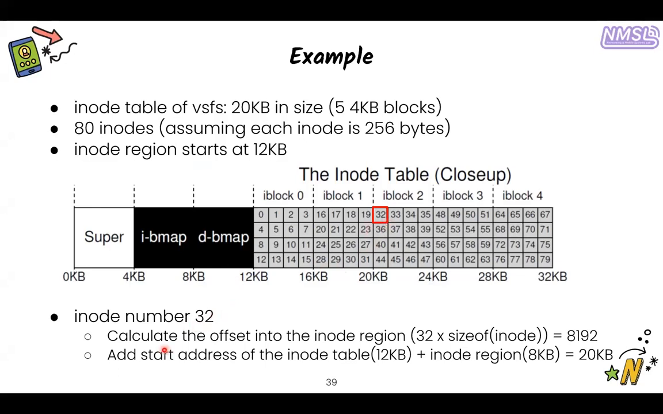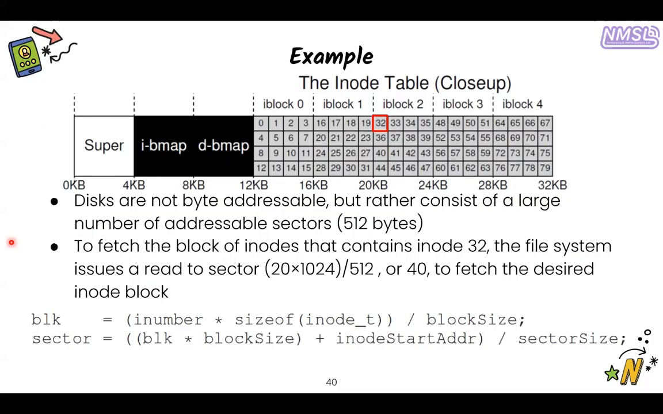It's pretty simple. You just want to calculate the offset into the inode region, right? So this is inode number 32. So 32 times the size of an inode, 256 bytes, will be 8K, right? Then you add the start address of the inode table, which is 12K. So it's basically 20K, right? Simple. That's why you only need a number.